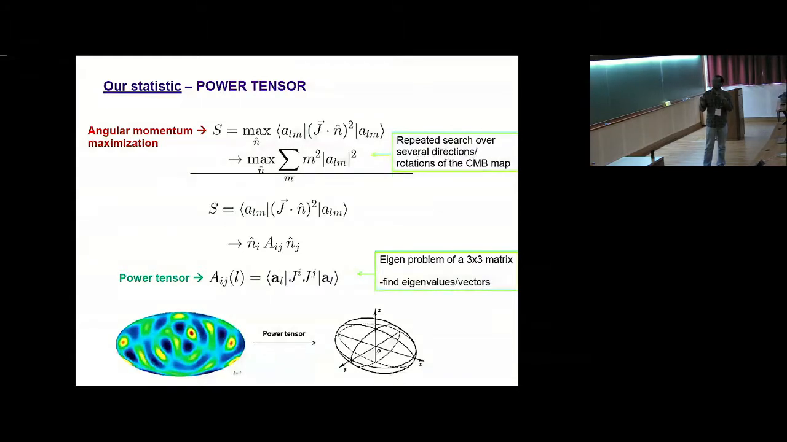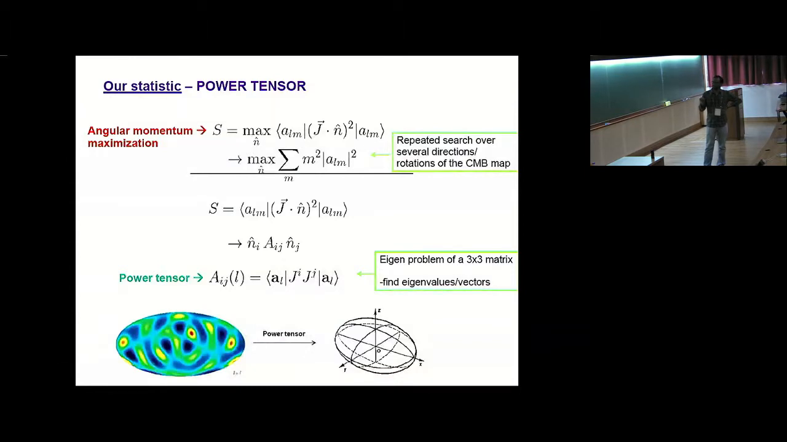So this is for a specific multipole, where m goes from minus L to plus L. But alternately, rather than doing those repeated searches, you can also expand this angular momentum maximization vector in this fashion and convert it into an eigenvalue problem. So this A_ij is what is called the power tensor that we are going to use, and this is a 3x3 matrix. As you know, these are the angular momentum operators J_i, J_j in the spin-L representation, and the a_L vector is essentially the a_lm modes. For a given L, this is a (2L+1) by 1 column vector.